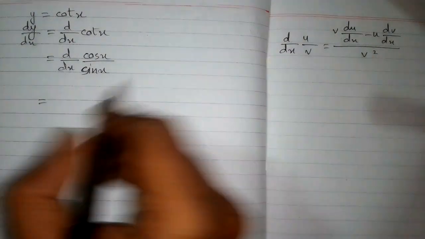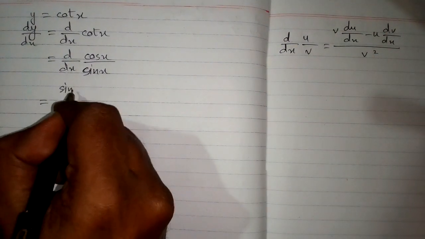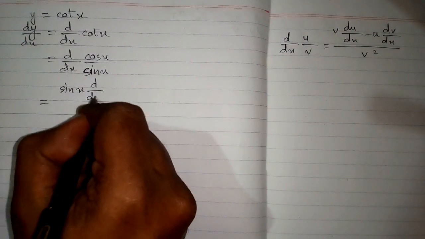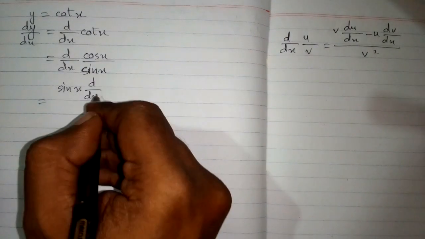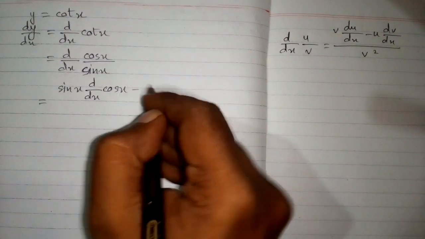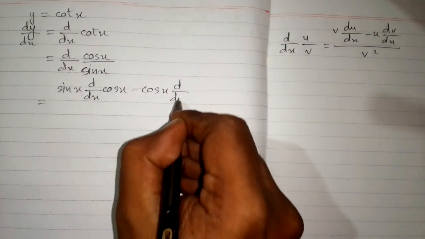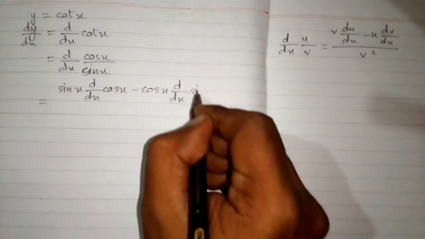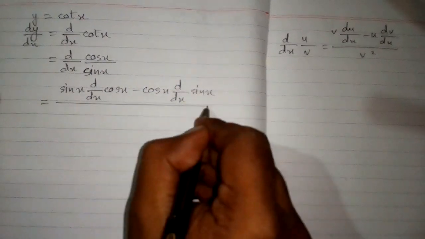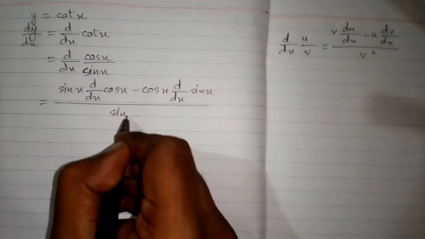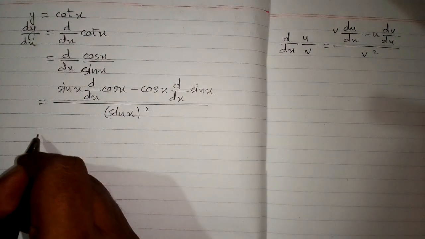So first we will write v, which is sin x, multiply by the derivative of u, which is cos x, minus cos x, multiply by the derivative of v. So we have d by dx of sin x upon sin x whole square.